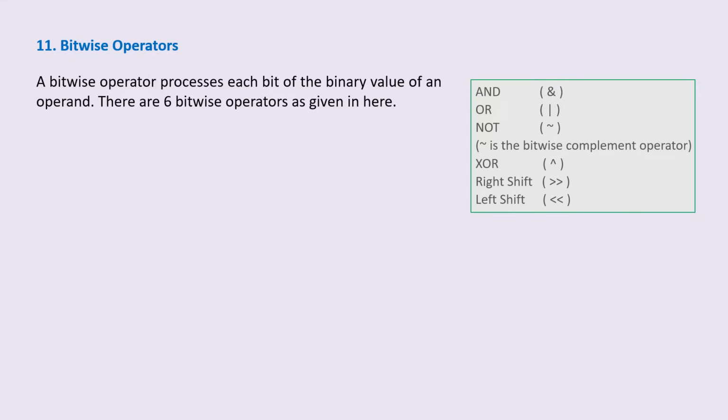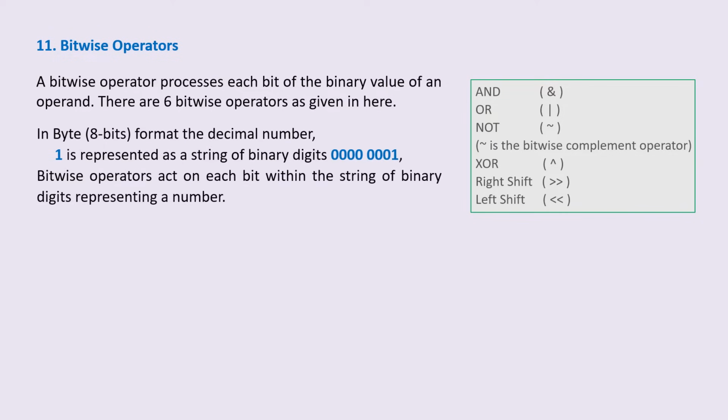The XOR operator, represented by caret symbol. The right shift operator, represented by greater than. And finally we have the left shift operator, represented by less than. As we already know, in byte, or the 8 bits format, the decimal number like 1, is represented as a string of binary digits, 00000001. Bitwise operators act on each bit of the binary representation of a number.